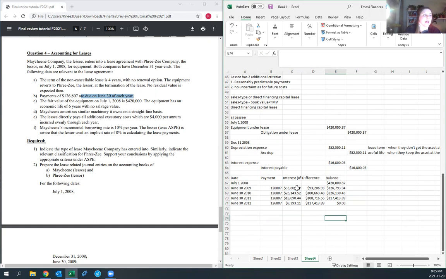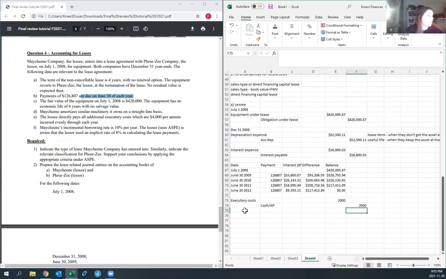Then you're also going to recognize the executory costs, and that can be cash or accounts payable. They don't really mention if they pay it each month. But for the year, it's $4,000. So for 6 months, it's going to be $2,000. And that's it for December 31st.